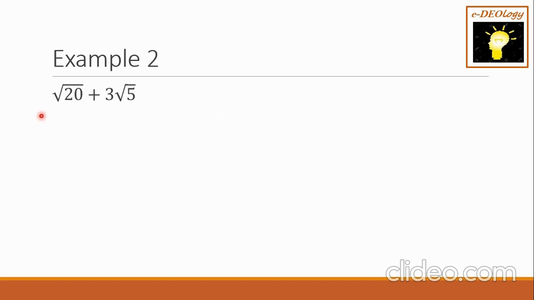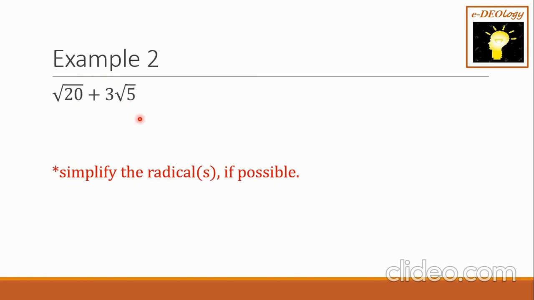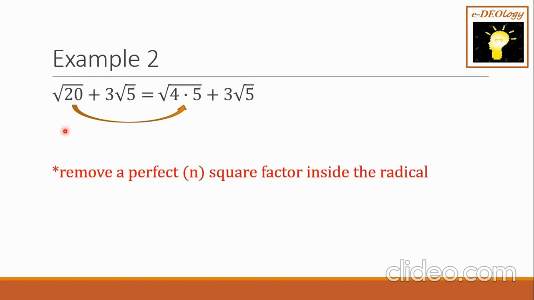Let's have the second example. Square root of 20 plus 3 square root of 5. We can see here that the radicands are not the same. In here the radicand is 20, here the radicand is 5, although the indices are both 2. Still, these radicals are not like. What we will do is to simplify the radical if possible. It means in the first radical here, we're going to remove a perfect square factor. Then later on in the simplified form, we will check again if this square root of 20 becomes like with the other radical.